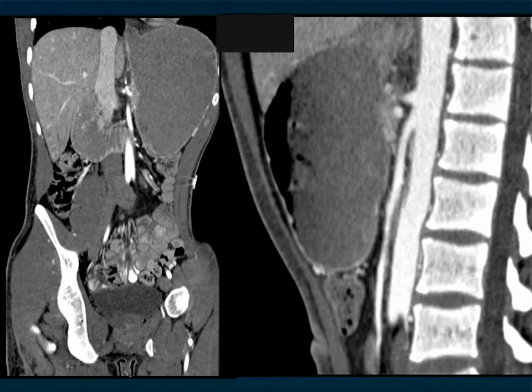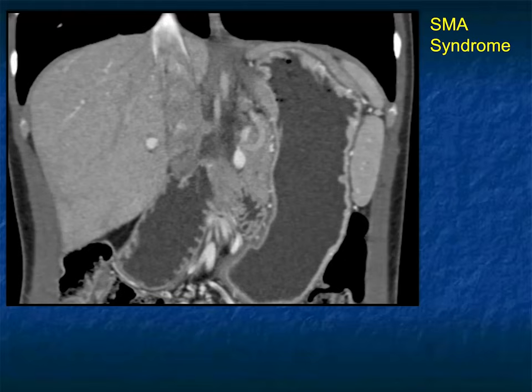The other thing that gets compressed is the left renal vein. So-called nutcracker syndrome can lead to hypertension. So only 2 things go between the SMA and the aorta. One is the third portion of the duodenum, and one is the left renal vein.